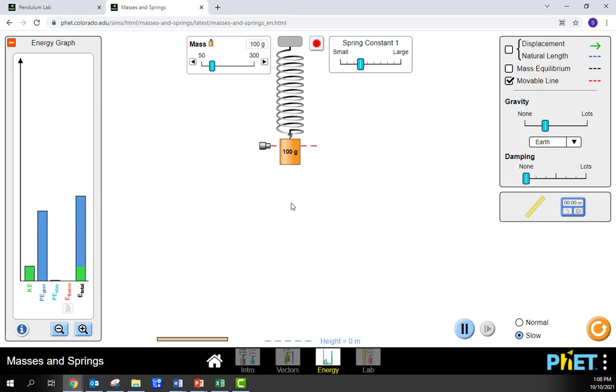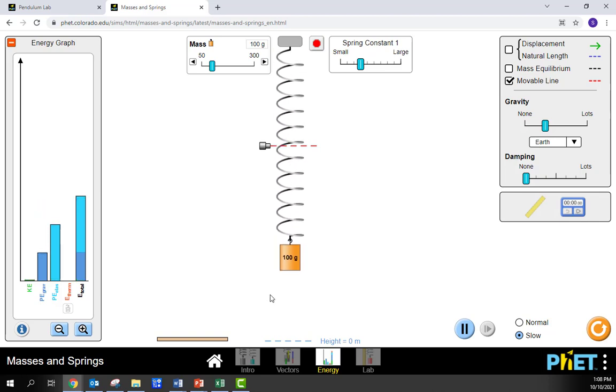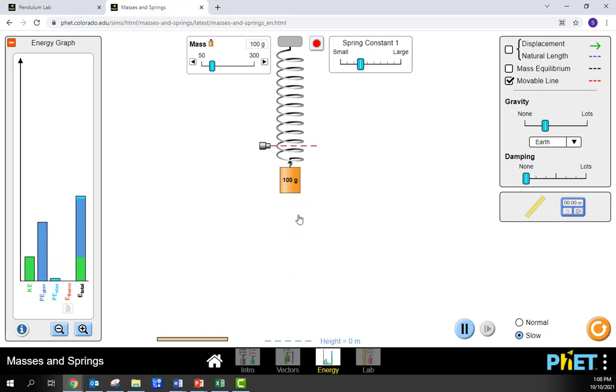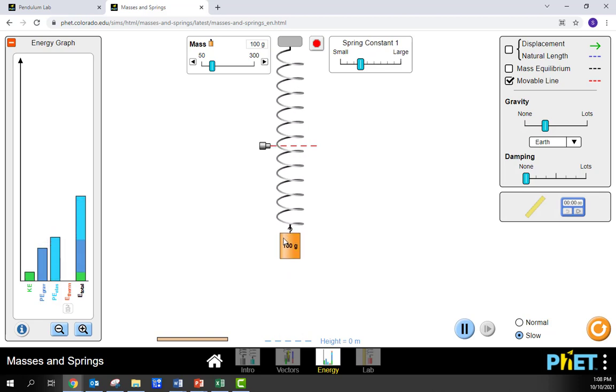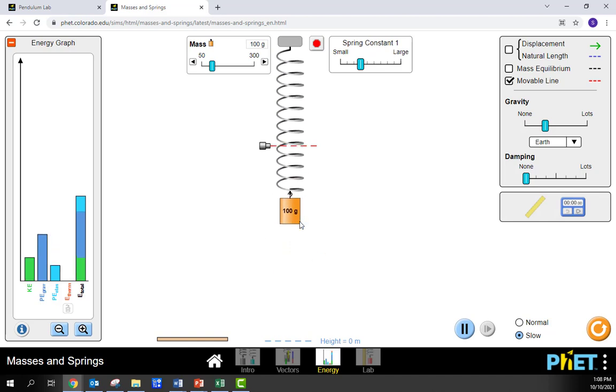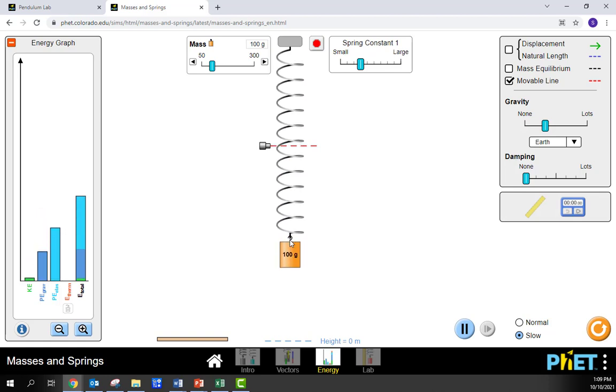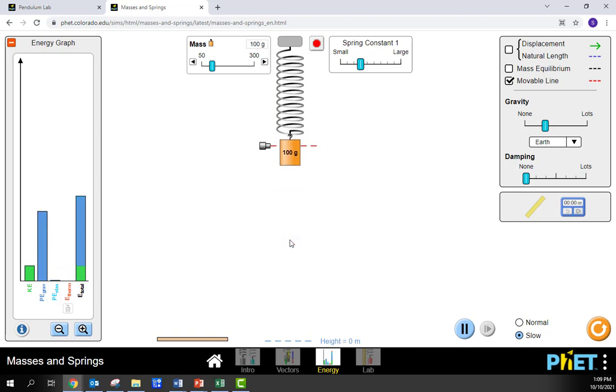Kinetic energy is maximized at some point in the middle. It's not 100% clear where that point is in terms of the other energies. It's minimized at 0 at either end. Elastic potential energy is 0 when the spring is unstretched. It is maximized when it is stretched or compressed as much as possible, and everywhere else there's some of it present.